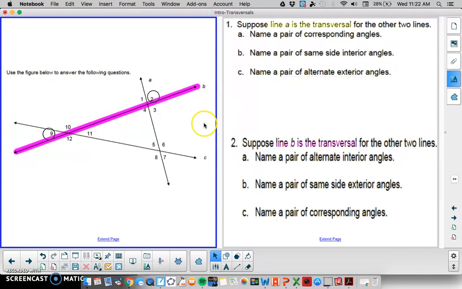All right, name a pair of corresponding angles. Well, which angle would be corresponding to 2? That's in the upper right-hand side. So I'm going to look here, and the upper right-hand side would be 10. 3 would be corresponding with 11. 4 would be corresponding with 12. And 1 would be corresponding with 9.